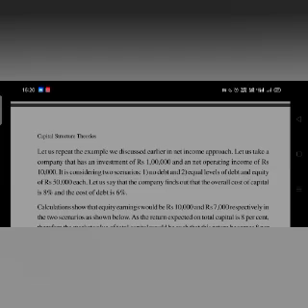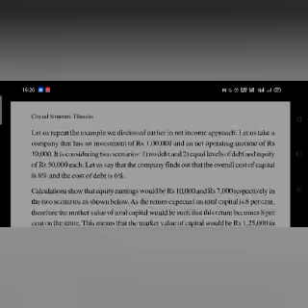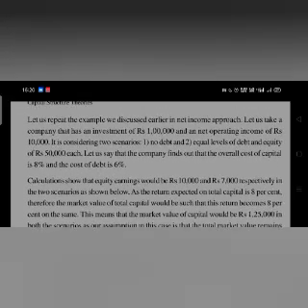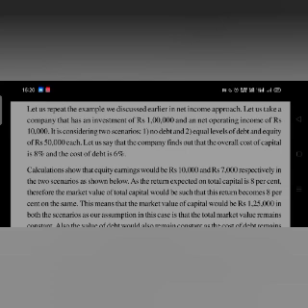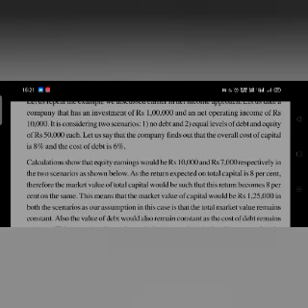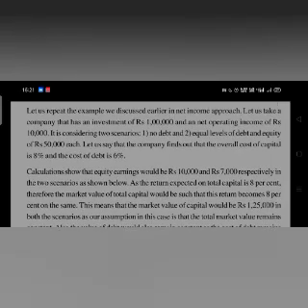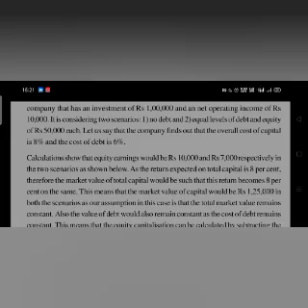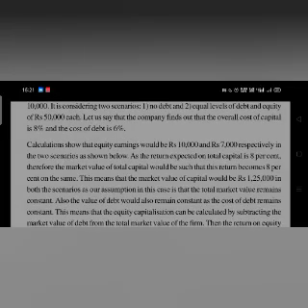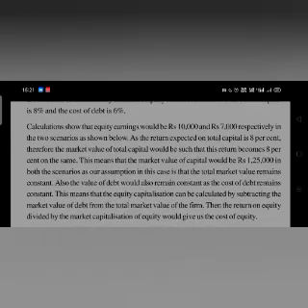Let us repeat the example we discussed earlier in the net income approach. Let us take a company that has an investment of rupees 1 lakh and a net operating income of rupees 10,000. It's considering two scenarios: no debt, and an equal level of debt and equity of 50,000 each. Let us say the company finds that the overall cost of capital is 8% and the cost of debt is 6%.